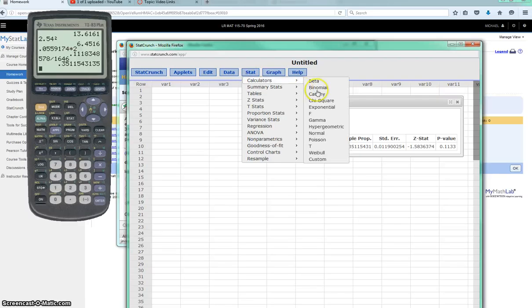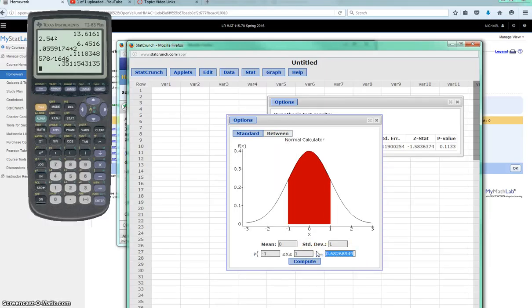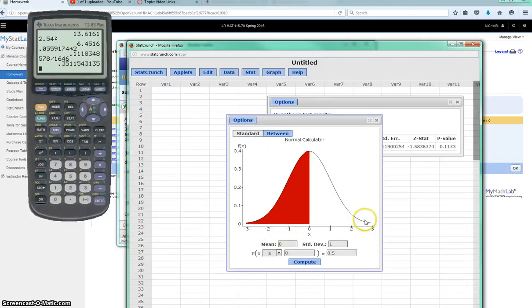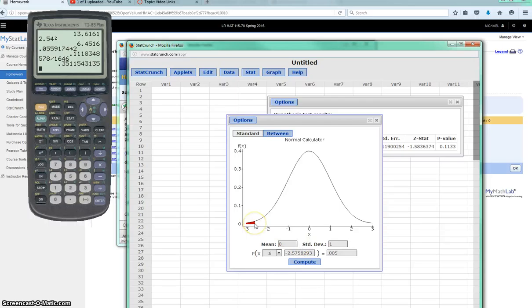Since we're dealing with a normal calculator, and it's to the left and to the right, I guess we'll just use a standard. If I want the sum of to the left and to the right to be 0.01, that means that the area would be 0.005 to the left and to the right. So that gives me 0.5%, and over here would give me 0.5%.